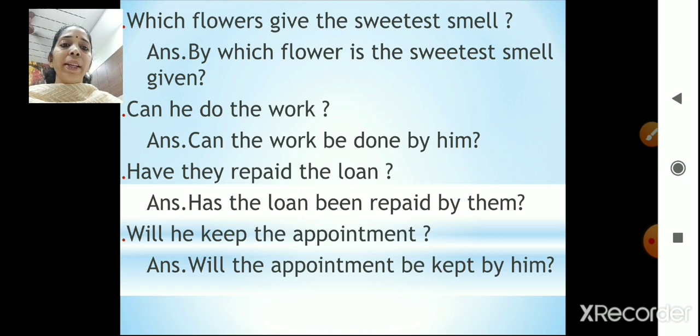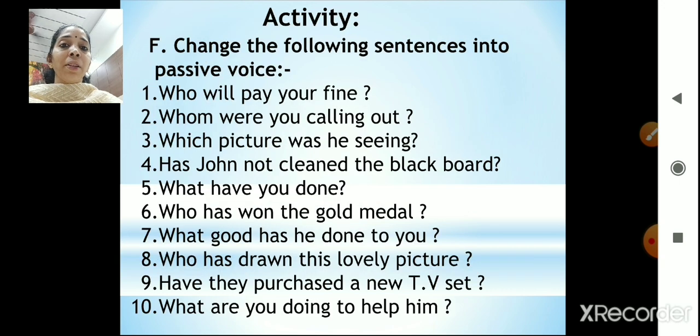Alright, now let's move ahead. Based on this, we have this activity which is given in your textbook, in your grammar book. Okay, I hope you all have your grammar book with you, and we'll do it together. Let's solve this activity. Change the following sentences into passive voice.